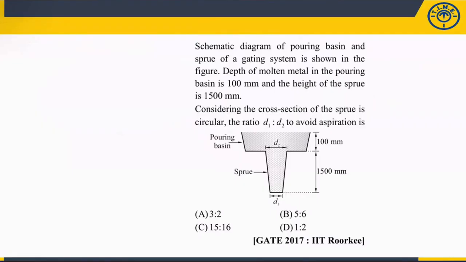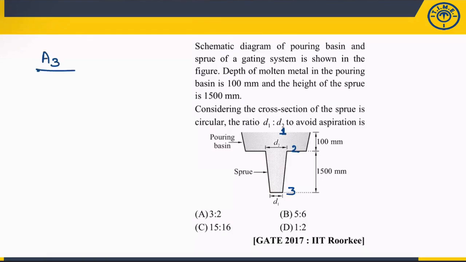Please try to solve. Consider the cross section of the screw. The ratio they have mentioned is D1, D2. Okay, so they have given the different notation. You can convert into your notation. So this is nothing but, let us suppose, 1, this is 2, and this is 3. So what is the area?